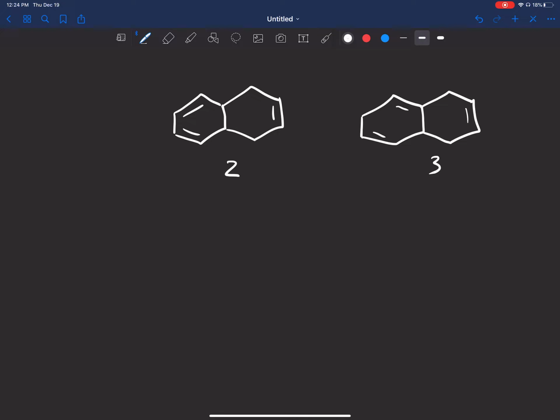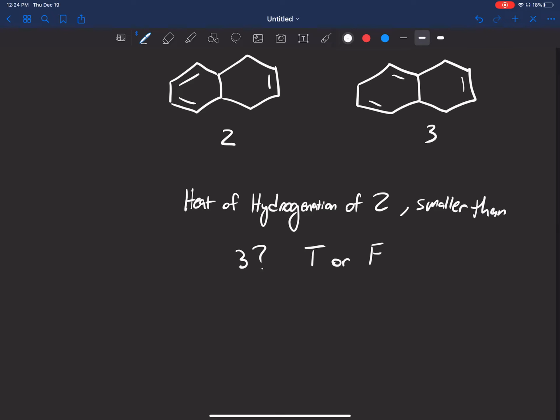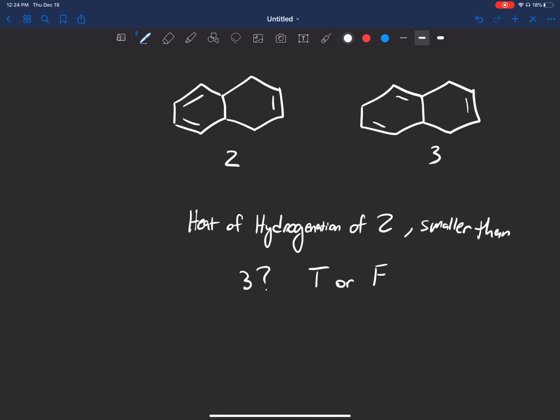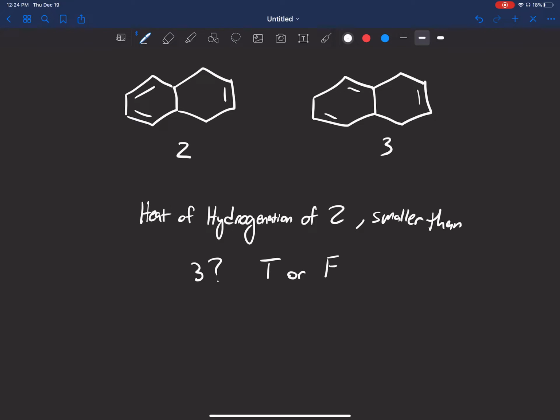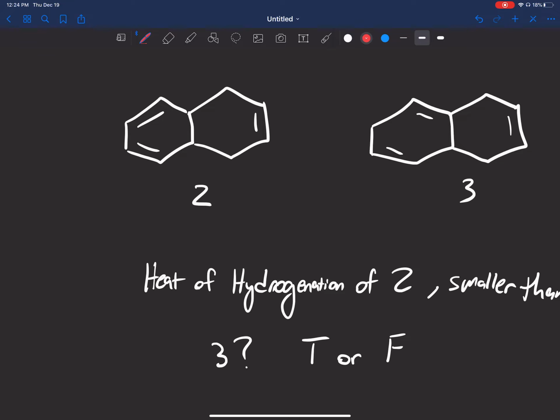So we're going to say the heat of hydrogenation of 2 is smaller than 3. True or false? How do we figure that out? Remember, we said how these conjugated pi systems make something more stable. So let's look at the pi systems we have in 2 and 3, the conjugation we have.